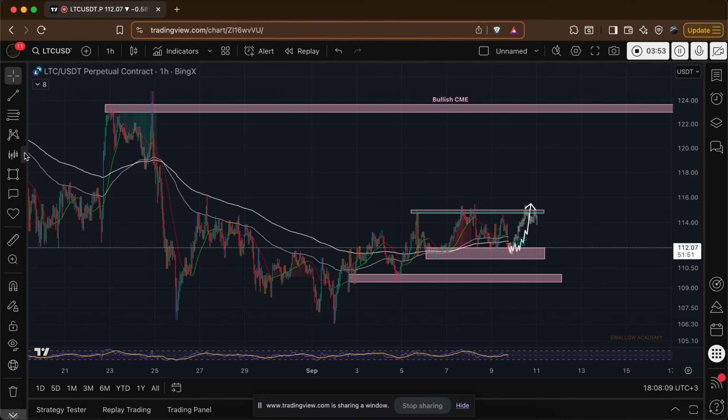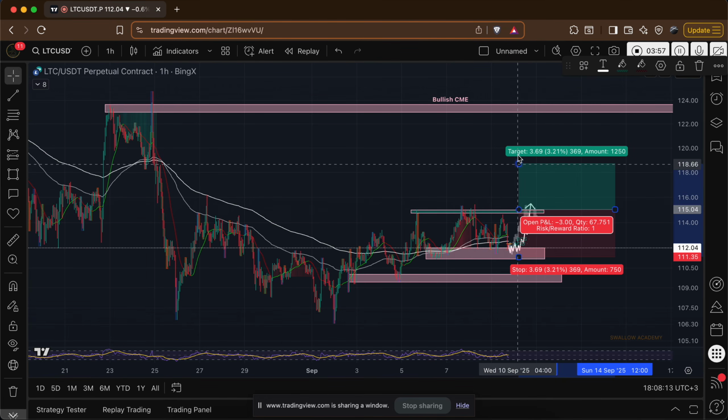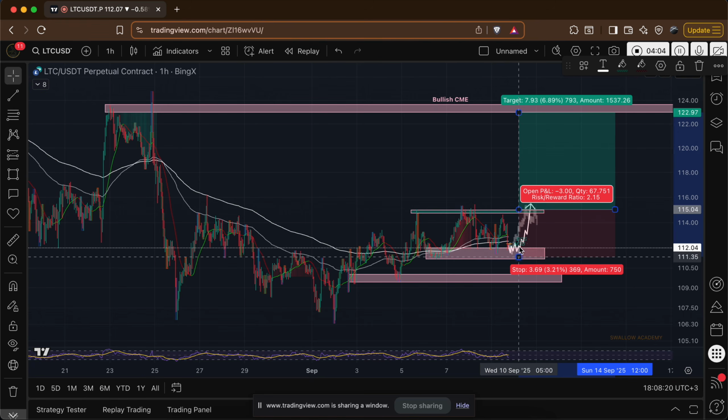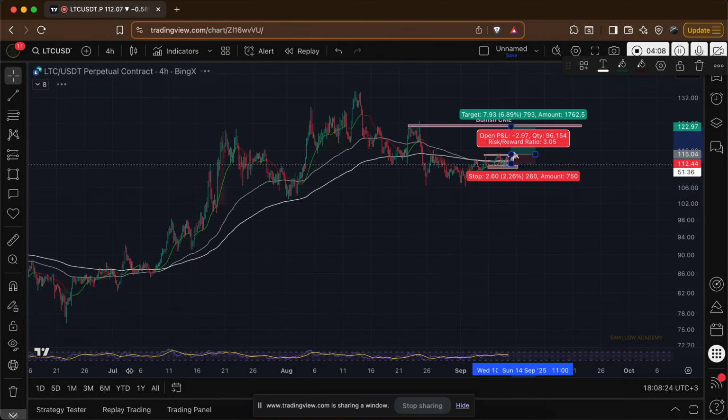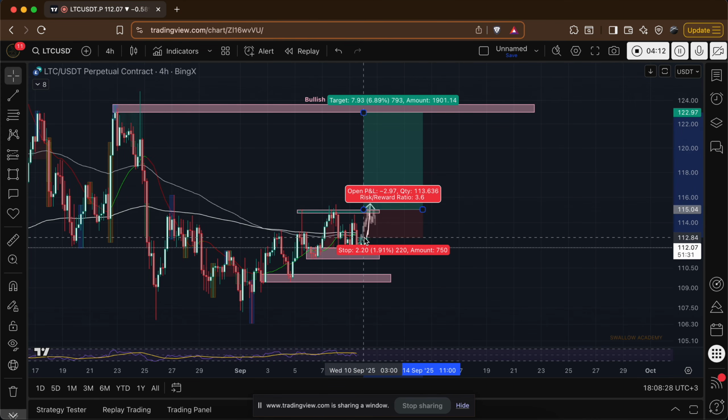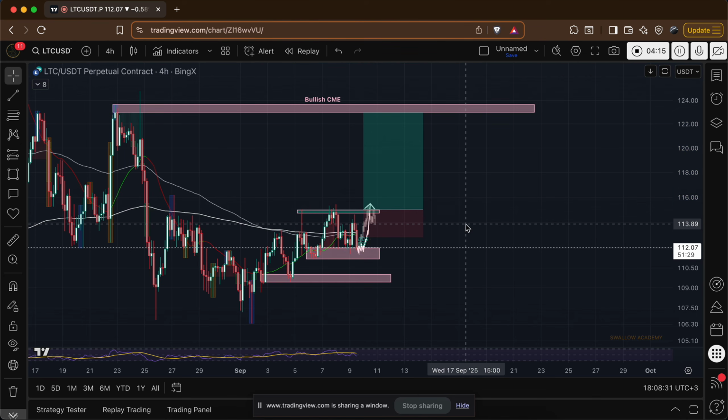And then of course the ideal entry on the bigger time frames would be this one here, filling the CME gap, going to let it slide here. And the stop loss should be closer to the EMAs of the 4-hour time frame. I think they were somewhere, yep, somewhere in this region. So the risk and reward ratio in this case would be pretty good.